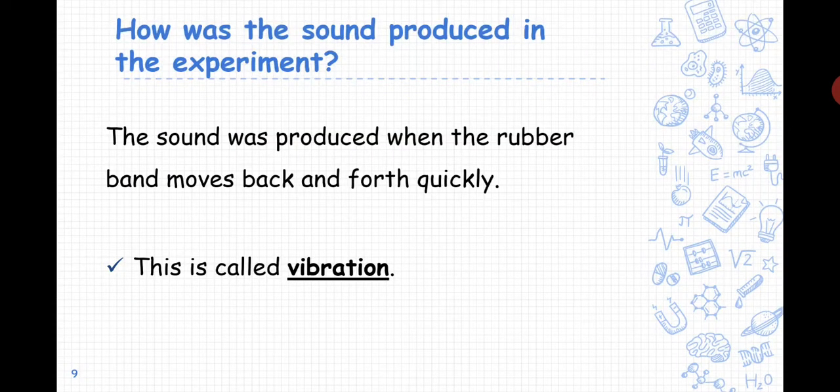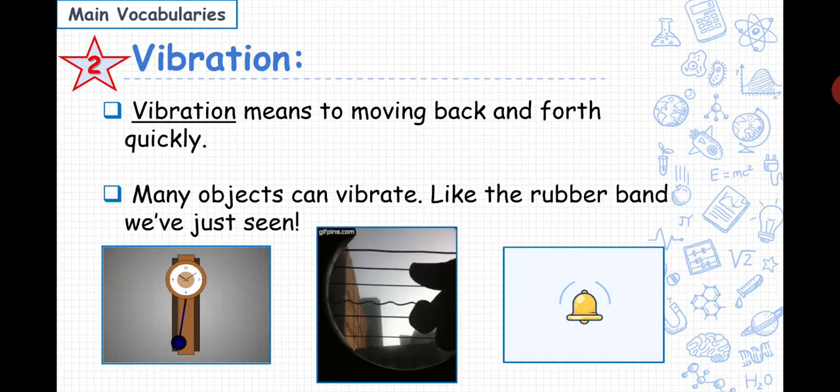So, my dear, how was the sound produced in the experiment? We saw that as that man was plucking, the rubber band moves back and forth quickly and makes that sound. This quick movement, my dear, back and forth is called vibration, which is the second vocabulary we have today. So, vibration means moving back and forth quickly.